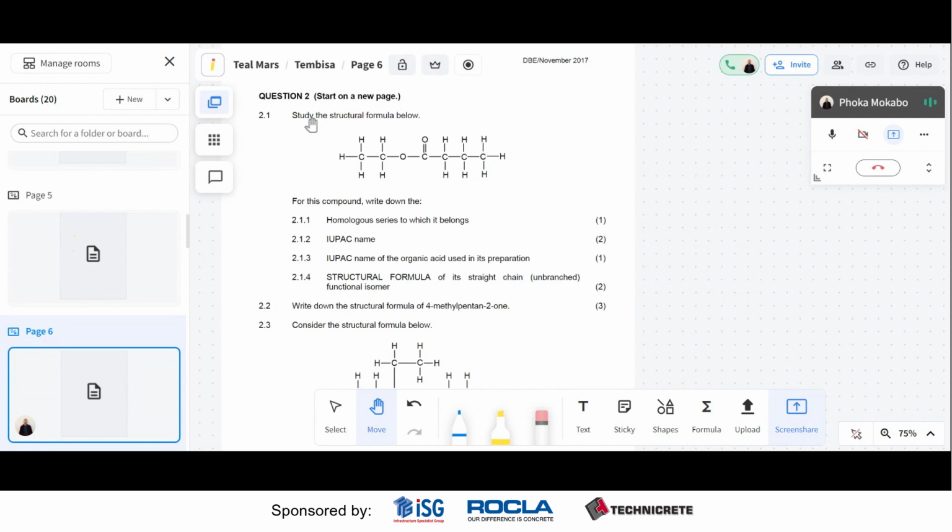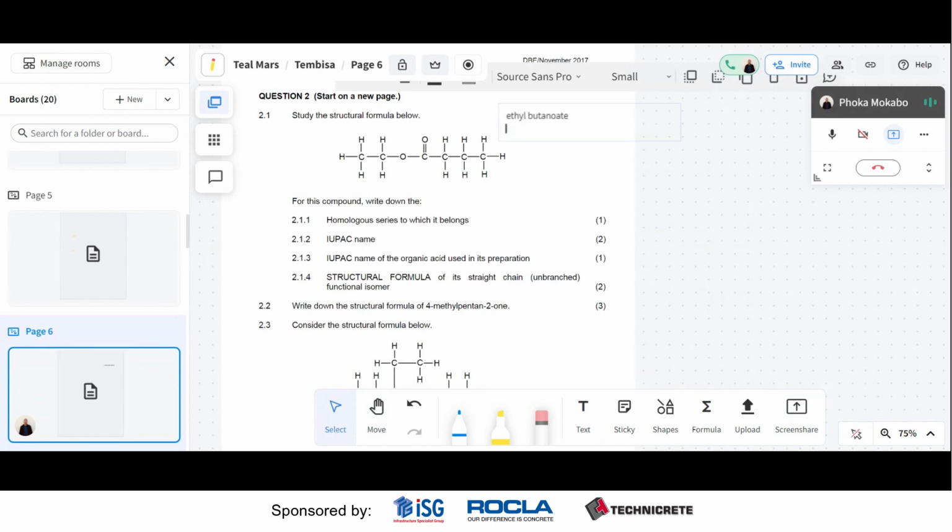So question 2.1, they say, study the structural formula below. Okay, 2 C's on the left hand side, 1, 2, 3, 4 C's on the right hand side, connected by an oxygen as well as a double bond oxygen. So this is an ester, and specifically because of these two carbons over here, we are looking at ethyl butanoate. Okay? Ethyl butanoate is the name of our ester. Just write it down here. We are looking at ethyl butanoate.